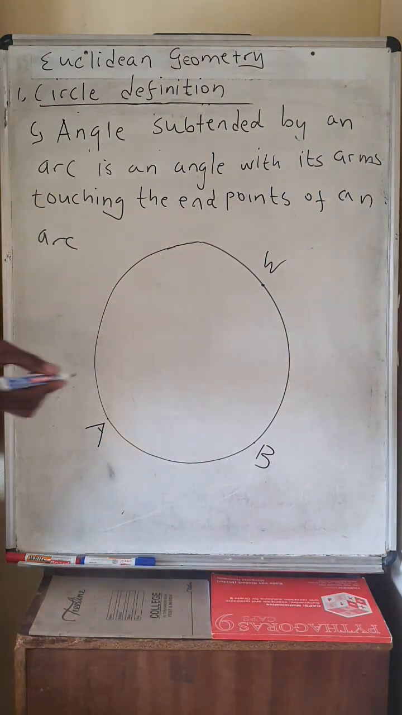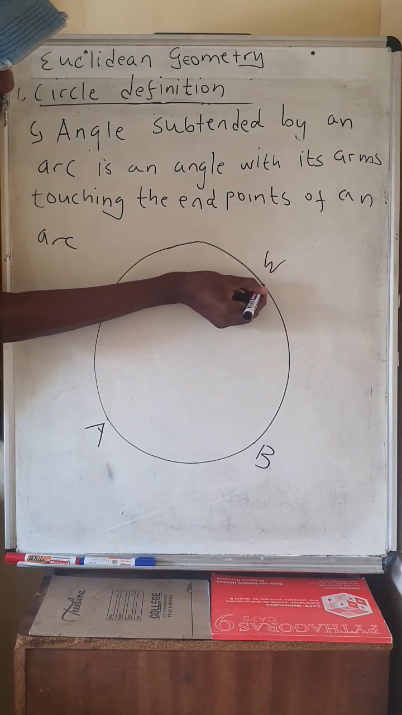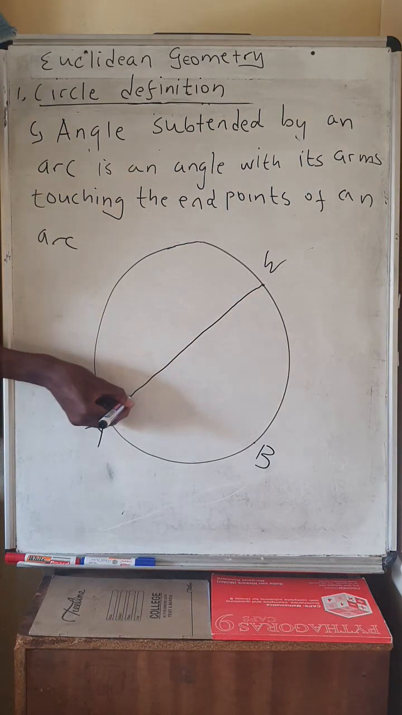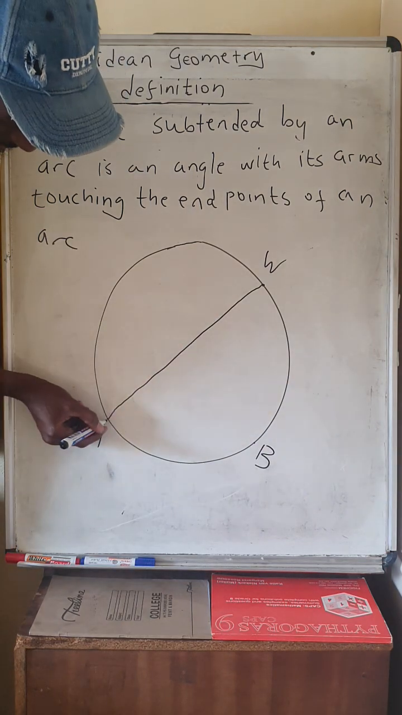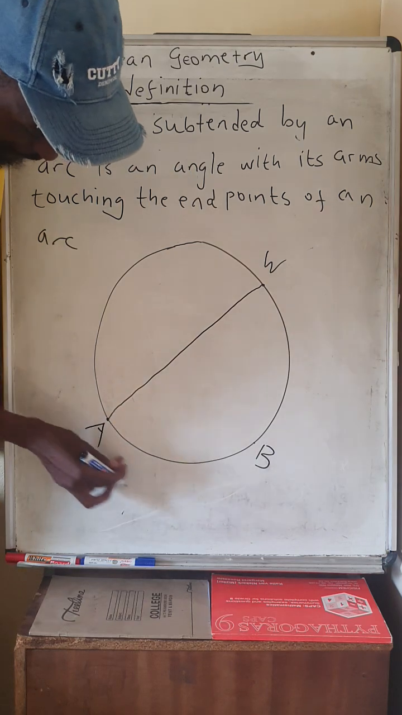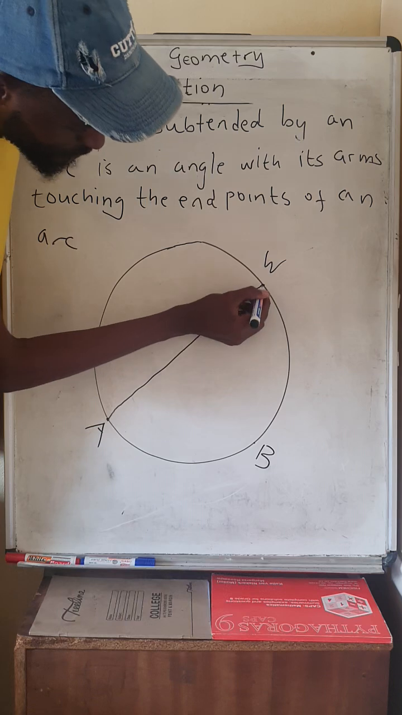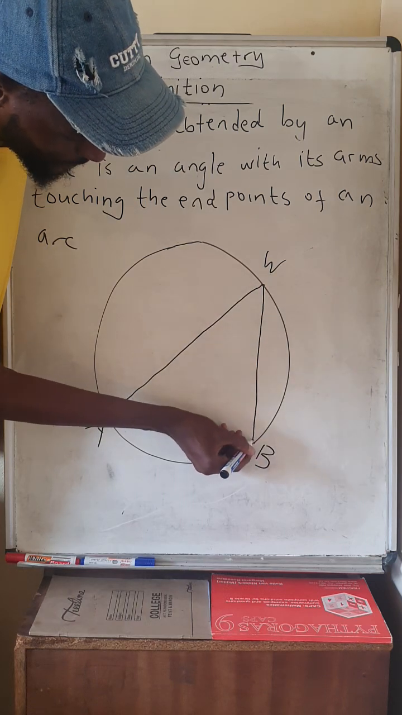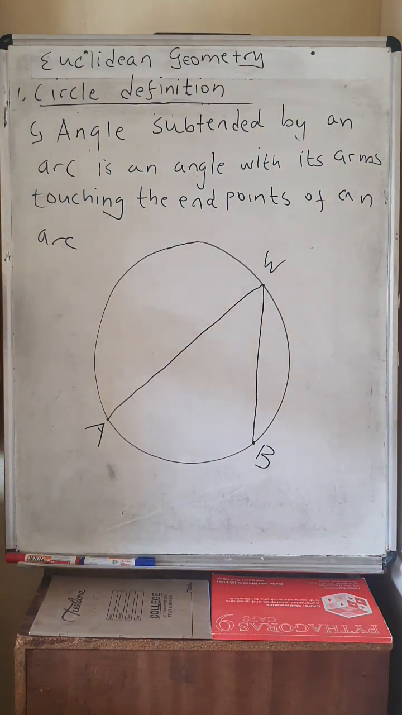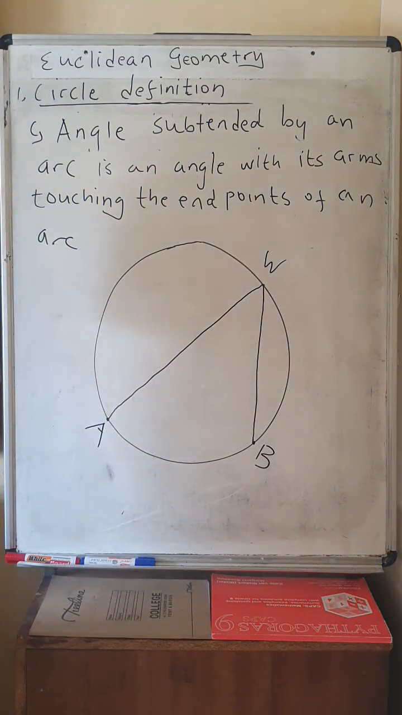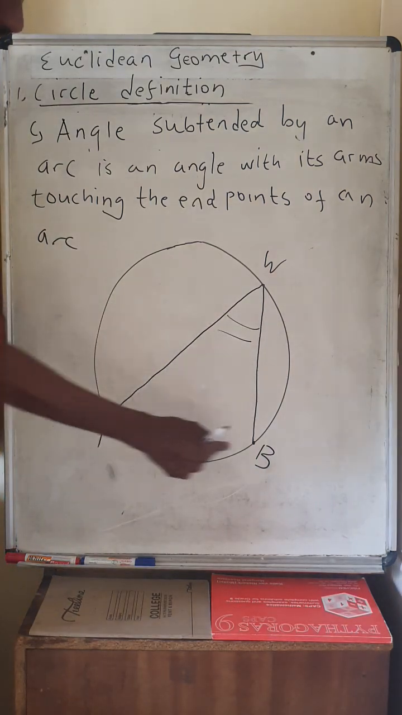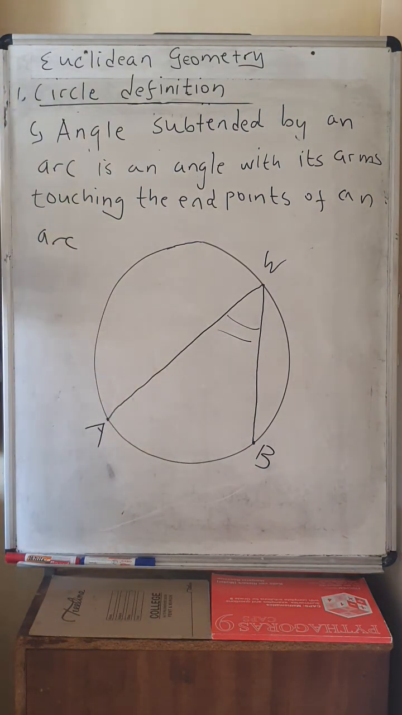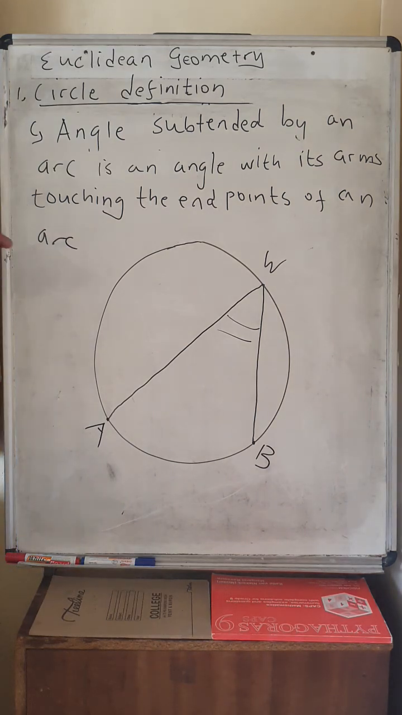Now let us look at this. If I want my angle to be subtended at W, I'm going to draw a line touching the circle. So this is the first arm. The first arm must touch the end point of this arc, and then this one must also touch the other end point of the arc. So now, can I say angle W is being subtended by this arc? Yes, because the arms are touching the end points of the arc. That's how it works.